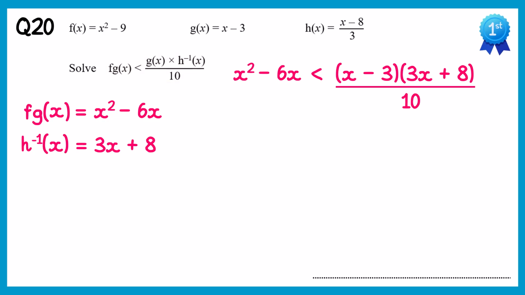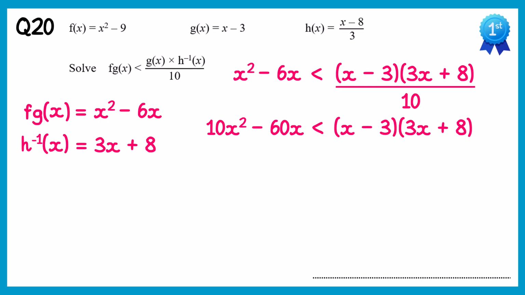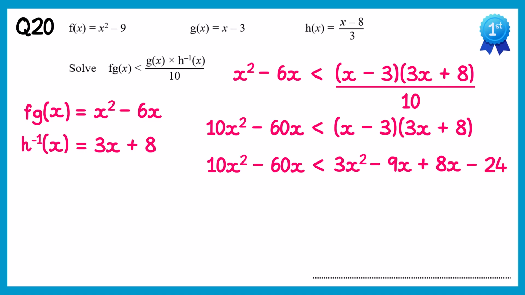Let's begin by multiplying both sides by 10. On the left-hand side, if we multiply by 10, we get 10x squared minus 60x. On the right-hand side, the 10 will cancel, so it's just less than x minus 3, 3x plus 8. Let's leave the left-hand side as it is and expand the right-hand side. x times 3x is 3x squared. Negative 3 times 3x is negative 9x. x times 8 is plus 8x, and negative 3 times positive 8 is negative 24. We can simplify the negative 9x plus 8x to give us negative 1x.